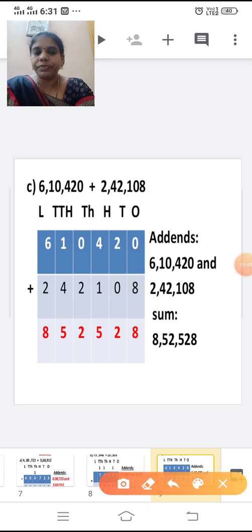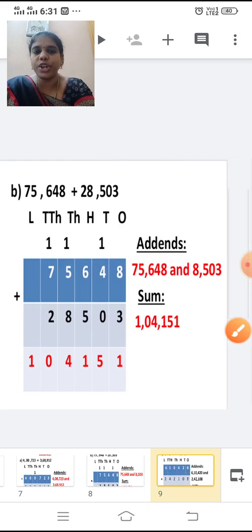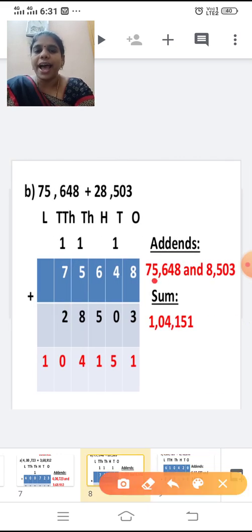Now you're going to write the add-ons and the sum line. Write the add-ons here: 75,648 and 28,503. Write the add-ons and the sum line. What is the sum? 1,04,151. You're going to write this answer, the add-ons and the sum line.